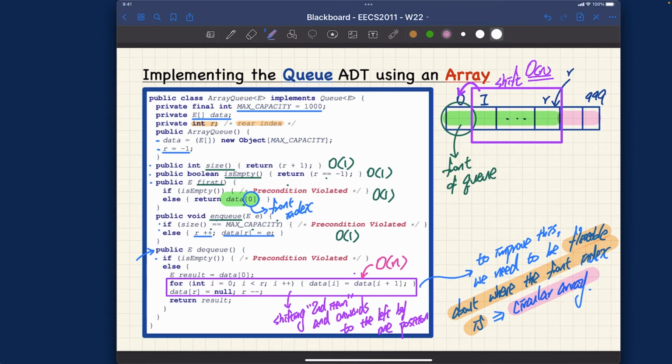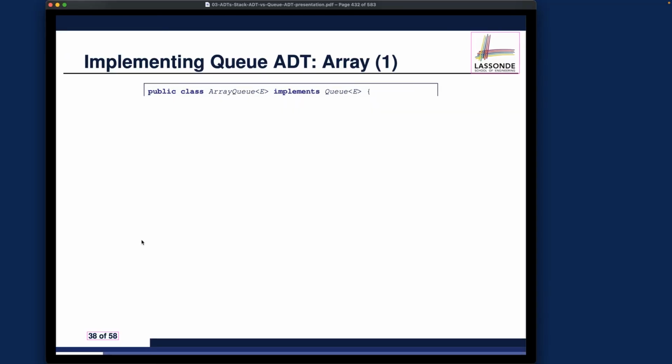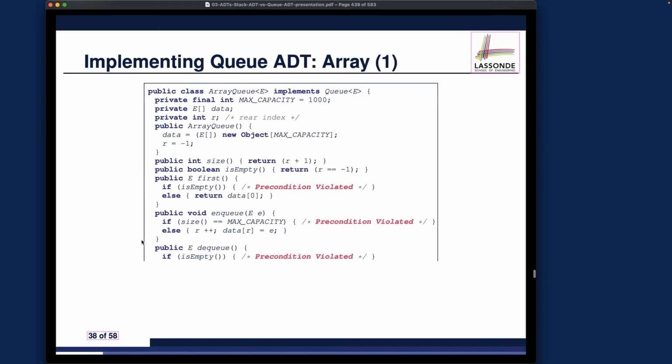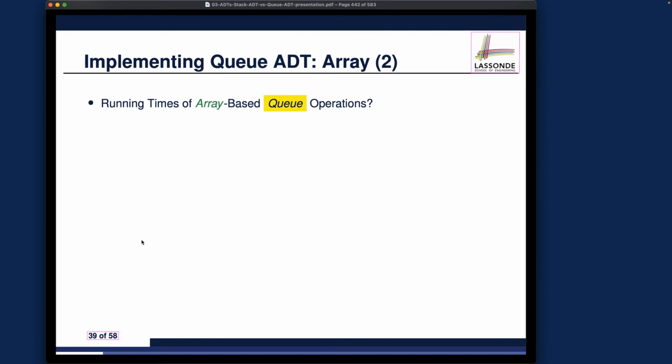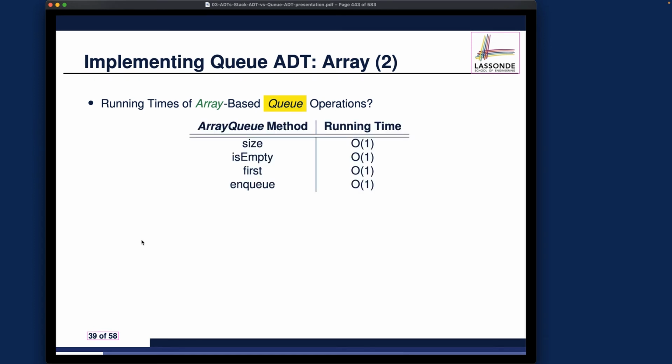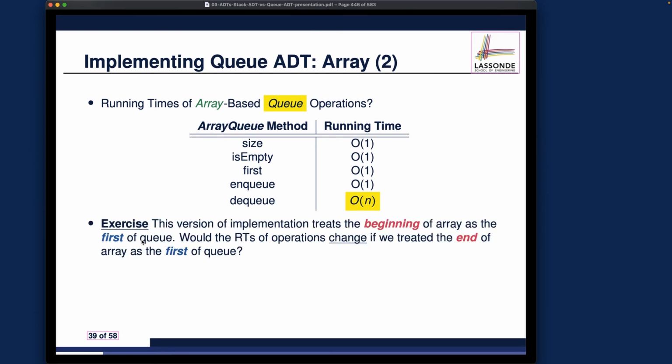Okay. Alrighty, let's now go back here, and that's the code we just went over. Let's now see the performance comparison, right? That's something we talk about. Everything is constant except for the DQ, because we have to shift using a loop. And some exercise for you. At the moment, we are treating index 0 of the array as the first of the queue. Would it really help if we try to treat the rear index over there as the first of the queue?